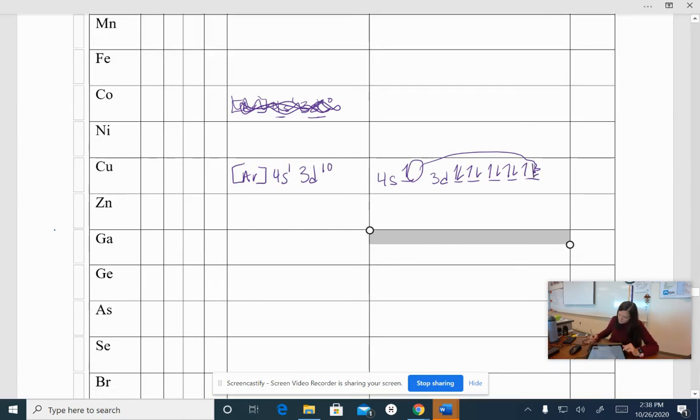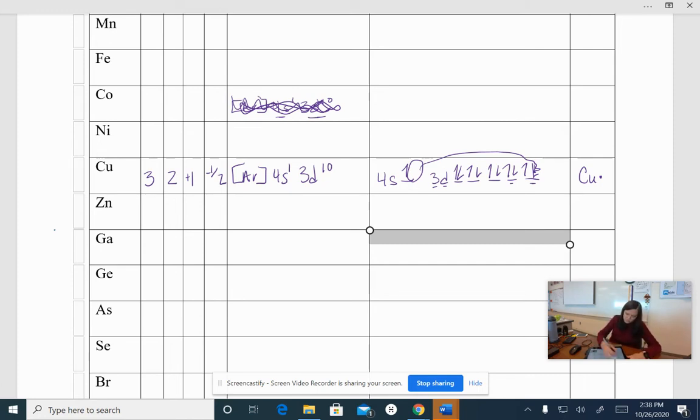We end up having 4s1, 3d10, which gives copper just one valence electron. That last electron we just put in was in the 3d, so L is 2. We put it in that last orbital. Well, actually, let's just write it in this one. We wrote it in the positive 1 orbital, but it was a negative down spin.